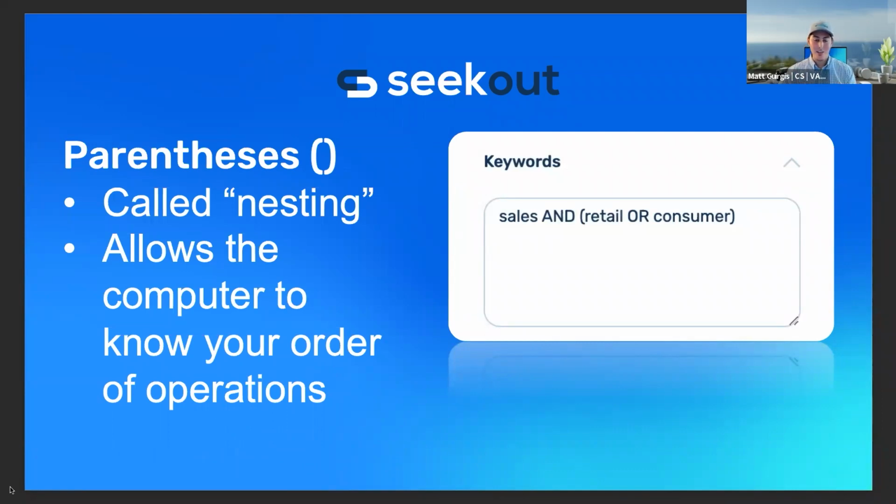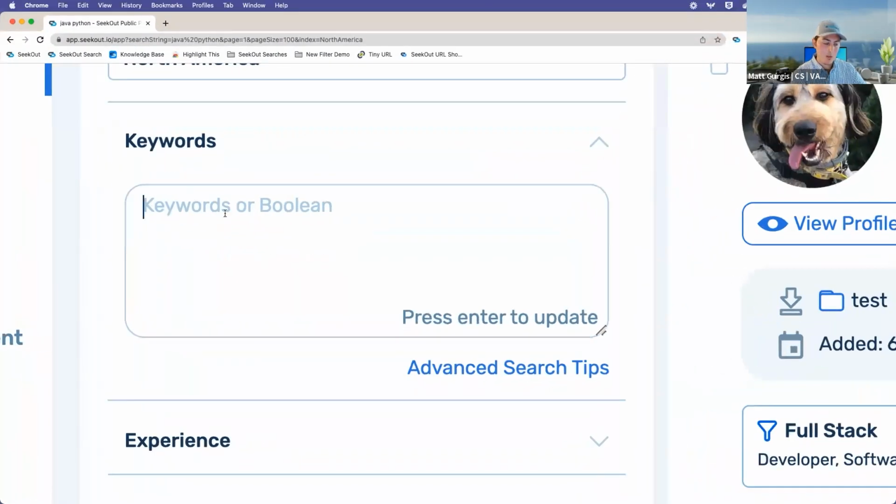Basically, you're telling the computer what is an OR versus what is an AND. A lot of the time, you're going to build strings that can contain ANDs as well as ORs. You're not just going to do one or the other. So in this instance, I'm saying I want people with sales and retail or consumer experience. Well, let's think about this. And let me actually write it in the keywords box here.